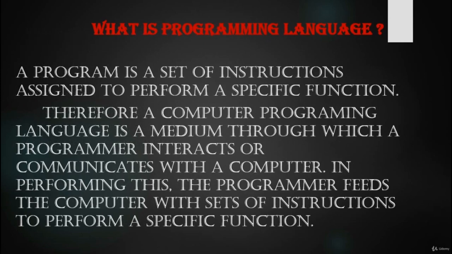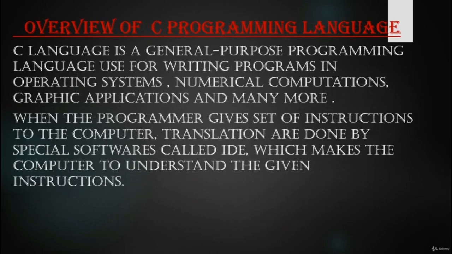Now, a program is a set of instructions assigned to perform a specific function. Therefore, a computer programming language is a medium through which a programmer interacts or communicates with a computer. In performing this, the programmer feeds the computer with sets of instructions to perform specific functions. Now, C language is a general purpose programming language which is used for writing programs in operating systems, numerical computations, graphic applications, and many more. Now, when a programmer gives sets of instructions to the computer, translations are being done by special software called IDE, which makes the computer understand the given instructions.